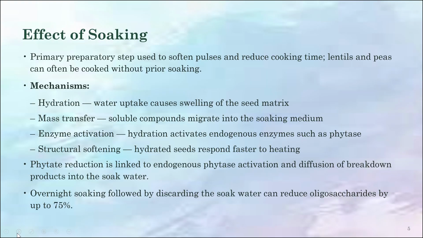The mechanism involved in soaking is hydration, which involves the uptake of water and swelling of the seed matrix, followed by mass transfer. The soluble compounds will migrate into the soaking medium. Then the enzymes will be activated. This hydration will activate the endogenous enzymes such as phytase, and the softening of structure will happen, and it will respond faster to the heat. The phytate reduction is linked to the endogenous phytase activation and diffusion of breakdown products into the soaked water. Overnight soaking followed by discarding the soaked water can reduce the oligosaccharides by up to 75%.